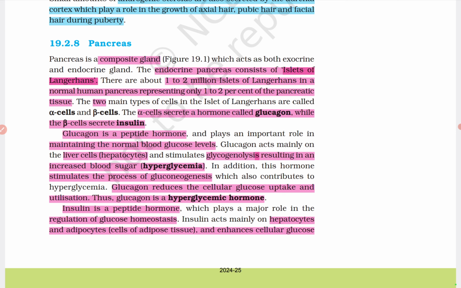Glucagon is a peptide hormone. Its important role is to maintain the normal blood sugar level, blood glucose level. Glucagon acts mainly on the liver cells, hepatocytes, and stimulates glycogenolysis, resulting in increased blood sugar, that is hyperglycemia. In addition, this hormone stimulates the process of gluconeogenesis, which also contributes to hyperglycemia. Glucagon reduces the cellular glucose uptake and utilization. Thus, glucagon is a hyperglycemic hormone.